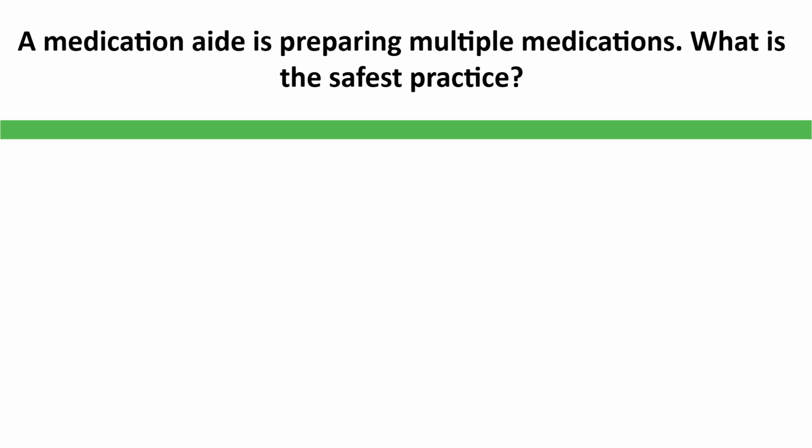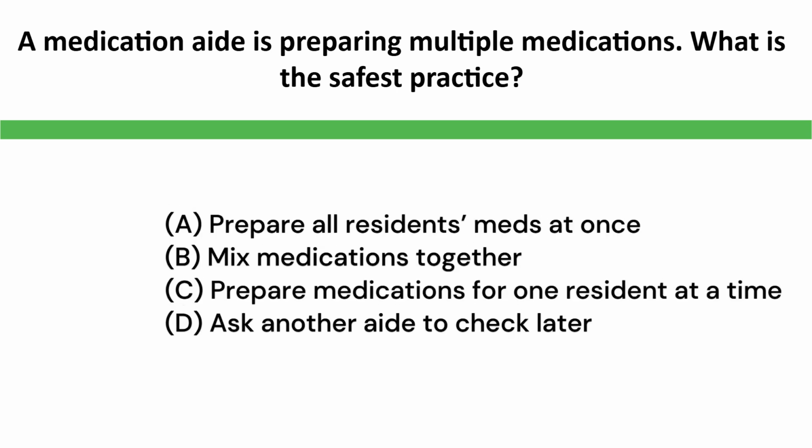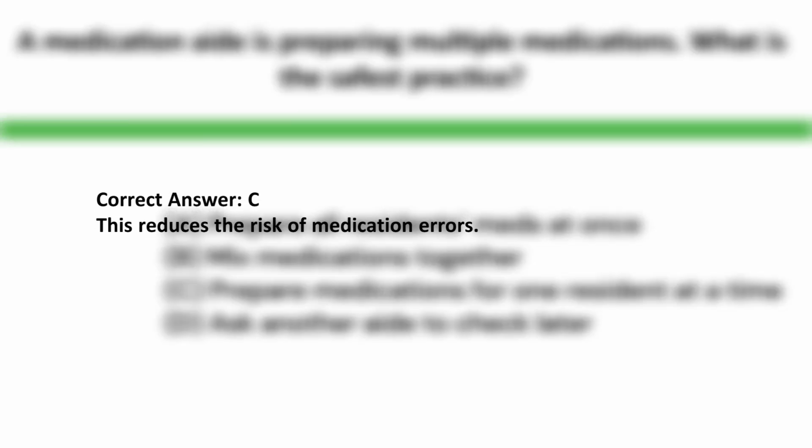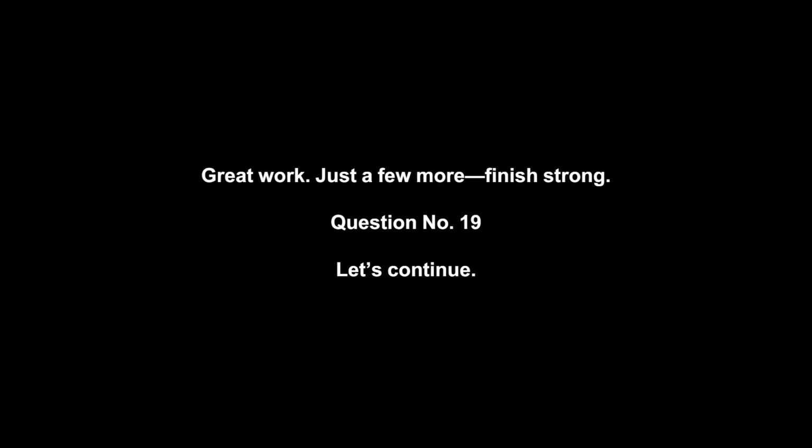Options. A. Prepare all residents' meds at once. B. Mix medications together. C. Prepare medications for one resident at a time. D. Ask another aide to check later. Correct answer, C. This reduces the risk of medication errors. Great work. Just a few more, finish strong.